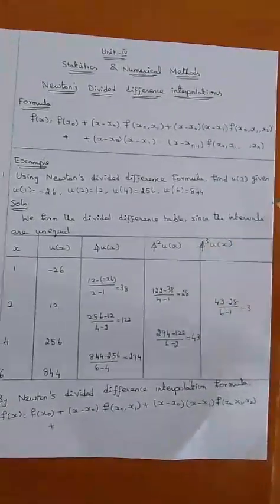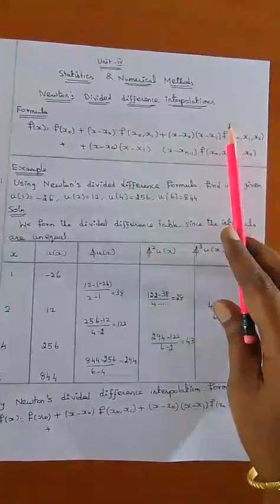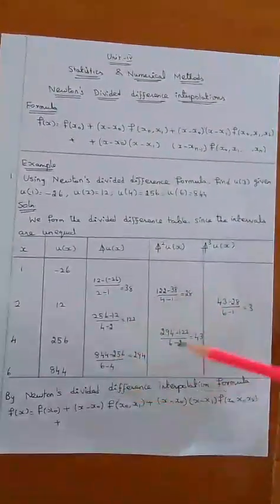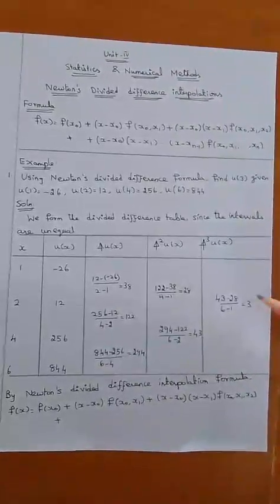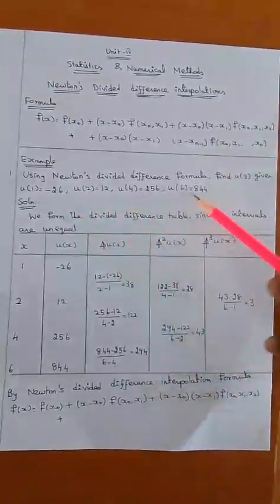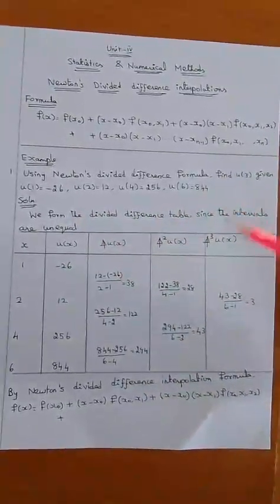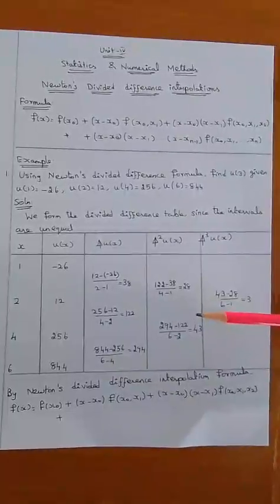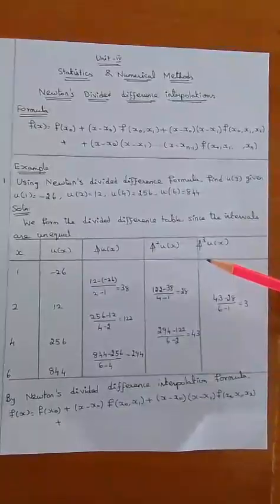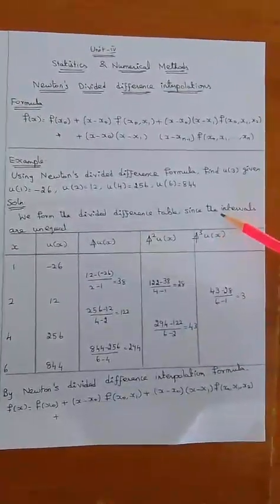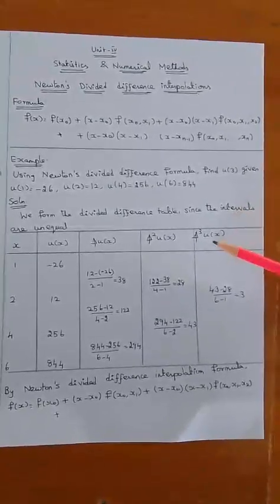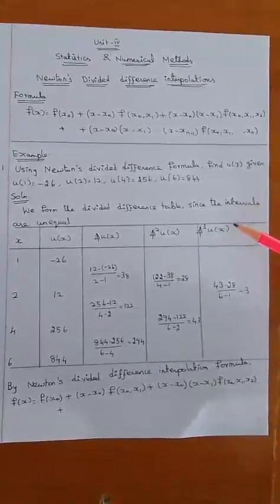Today we are going to learn about Newton's divided difference interpolation method. Interpolation is used when we are not given the explicit function, but we have to find the missing data in that function. There are four interpolation methods. First is Lagrange's interpolation method, then Newton's divided difference interpolation method, and then Newton's forward and backward interpolation methods.